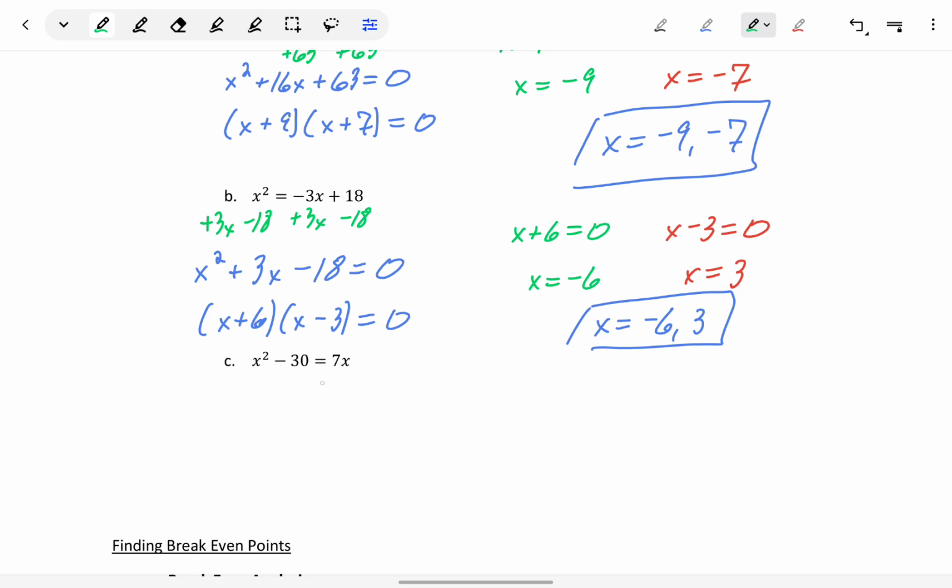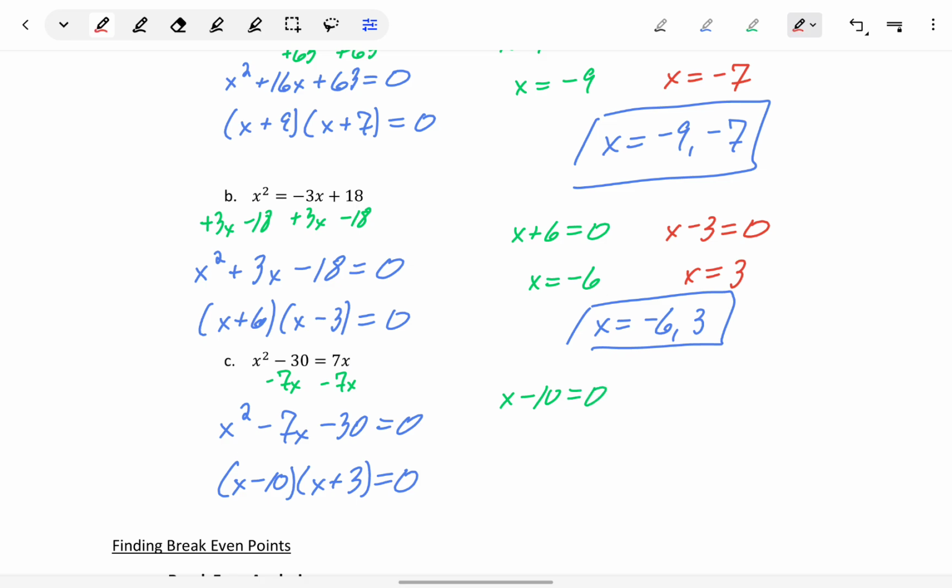In part C, we again need to take one step to rewrite this problem before we can factor and solve. We'll subtract 7x from both sides so that we can rewrite this equation as x squared minus 7x minus 30 is equal to 0. We'll then factor that as x minus 10 times x plus 3, still set equal to 0, and set up our two equations to solve. X minus 10 is equal to 0, and x plus 3 is equal to 0, which will yield x equals positive 10 and x equals negative 3 as solutions to our equation.